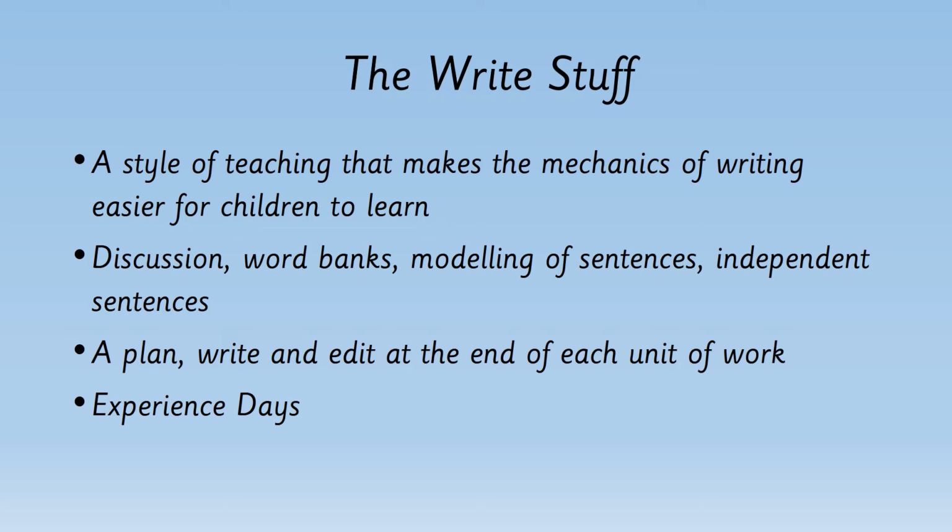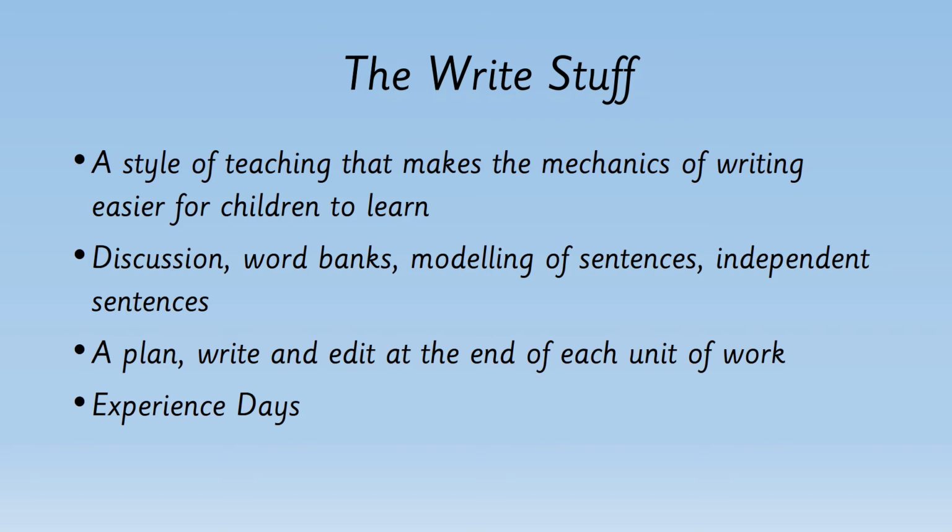For writing, we use the Right Stuff approach. This is a style of teaching that makes the mechanics of writing easier for children to learn. Each lesson will begin with a hook activity, so it might be a video clip, a sound clip, an image, or the teacher acting out a scene. Then there'll be a discussion about what the child has seen, and we'll build up a word bank together related to this. The children will then create their own word banks in their books, often supported with a little crib sheet to help them if needed.